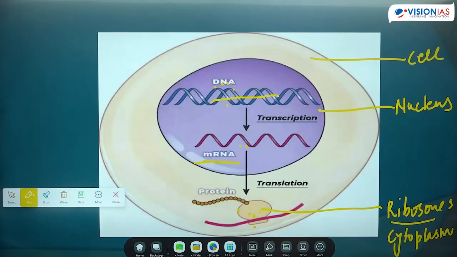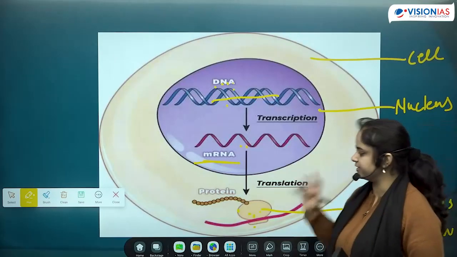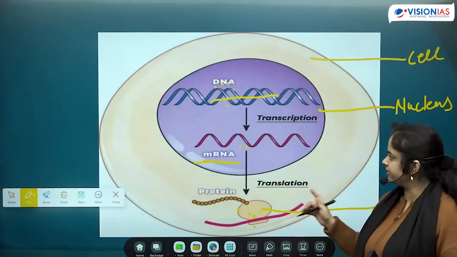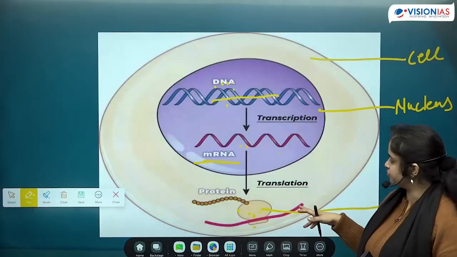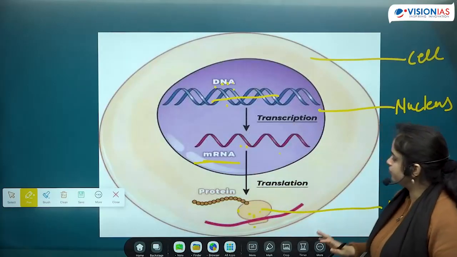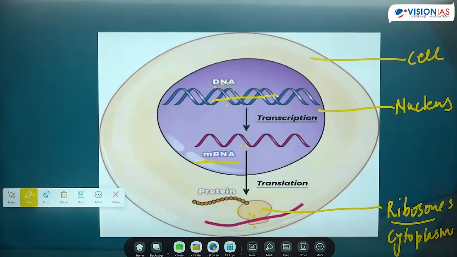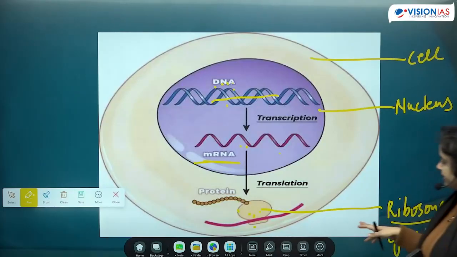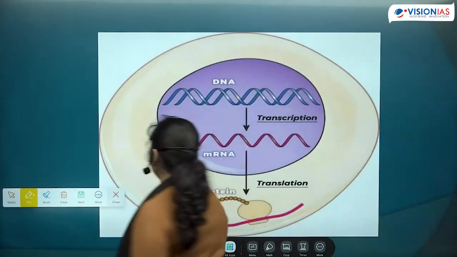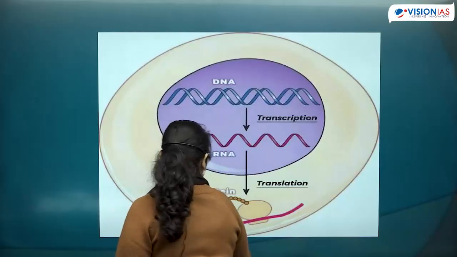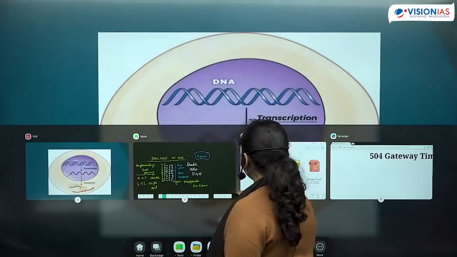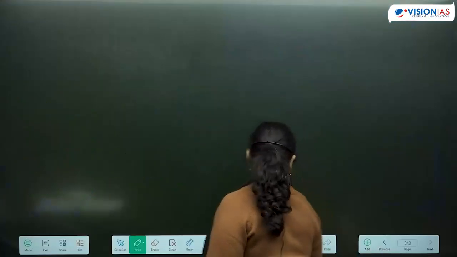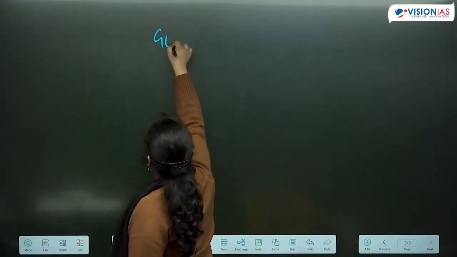ठीक है? There are two steps here, DNA से RNA, RNA से proteins. We have technical terms to describe these steps. DNA to RNA, it's called transcription. RNA to proteins, it's called translation. The whole idea here, that is called gene expression, and we are going to be writing about that. Please give the heading gene expression.